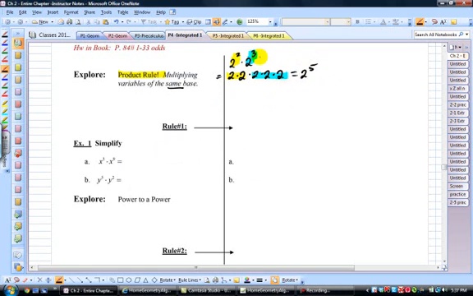So the question is, when you multiply variables with the same base, what do you do to the exponents? You take a look at the 2 here and the 3 here, and the 5. What do you do to 2 and 3 to get the 5? I want you to think about that. I'll tell you in a minute.